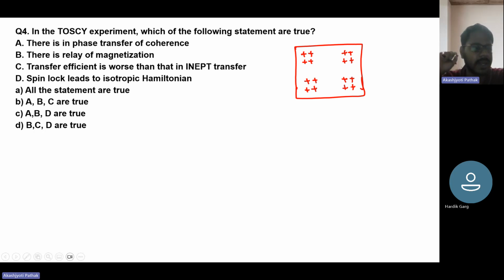All these have in-phase character. Okay, and there is relay of magnetization. So in the spin lock period, what happens? One proton gets coupled to all other protons. So that is what is known as the relay of magnetization.